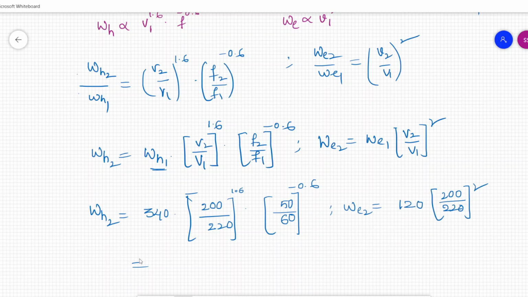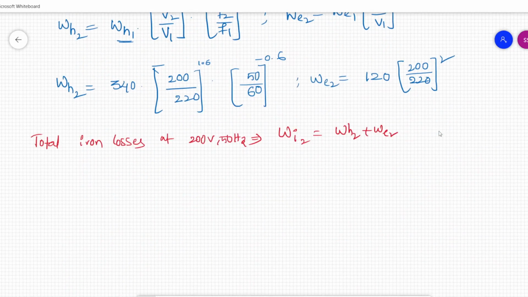So we are going to find the total losses here, the iron losses. The total iron losses at 200 volts, 50 Hz supply is equal to Wi2, which is equal to WH2 plus WE2. So we need to find these two values, WH2 and WE2, and substitute them here. After finding the values and substituting, we are going to get the iron losses for the given voltage and frequency as 425 watts.